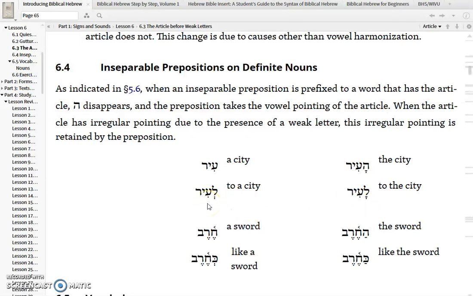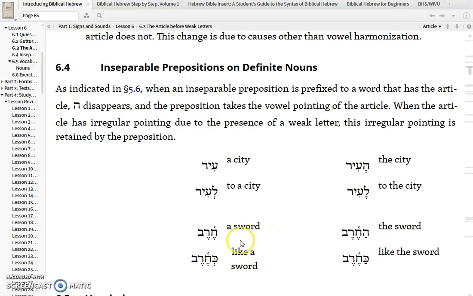And the only difference is if you have a shavah here, that would be to a city. If you have a kamats, that would be the kamats of the hey. The hey tried to double the ayin and couldn't, and so it compensatory lengthened to a kamats, and the kamats is still there after you add the preposition la.